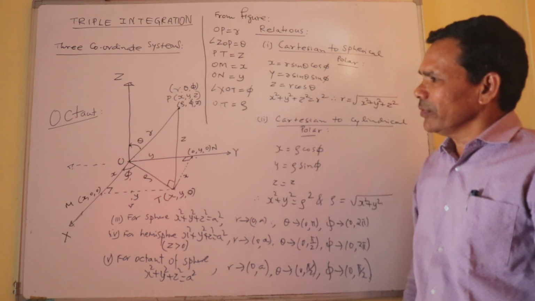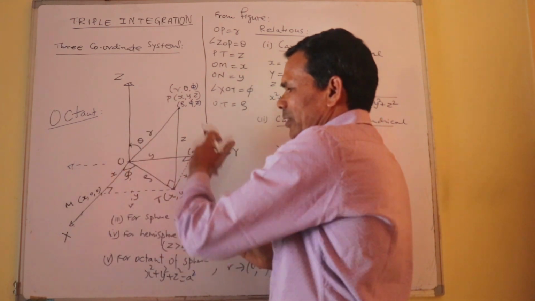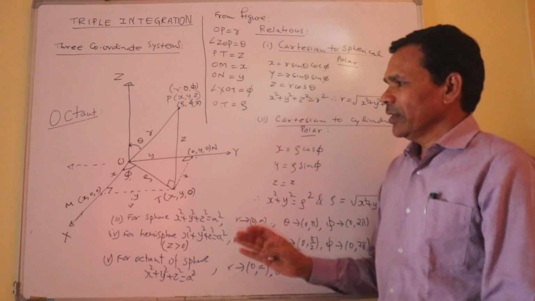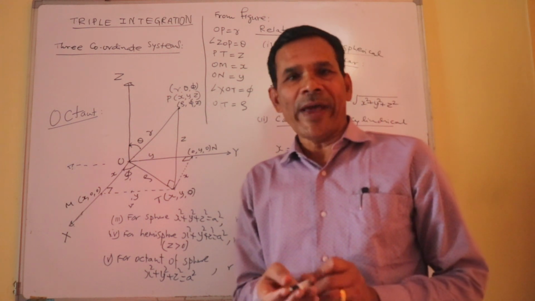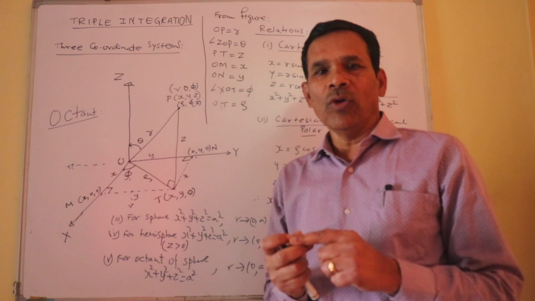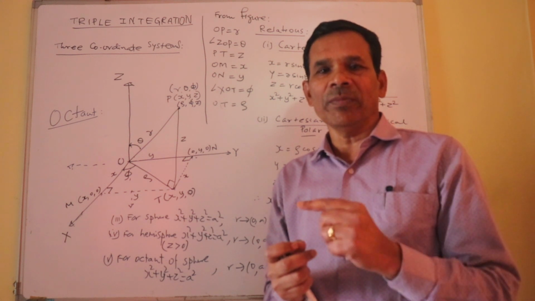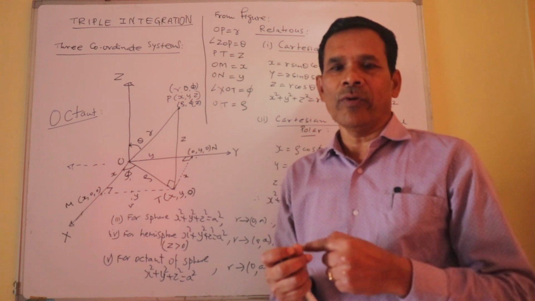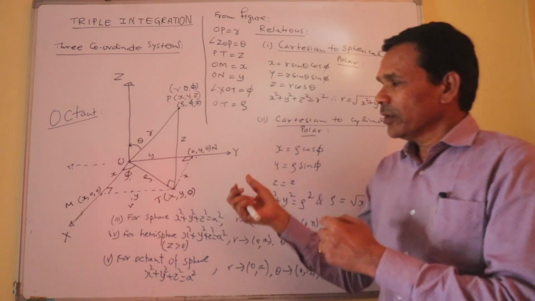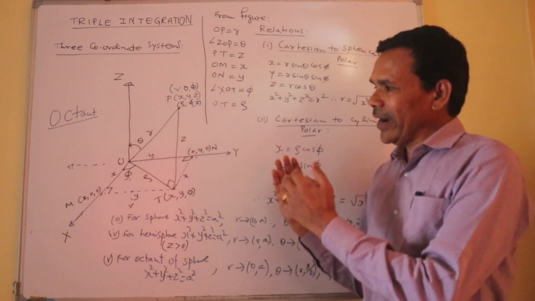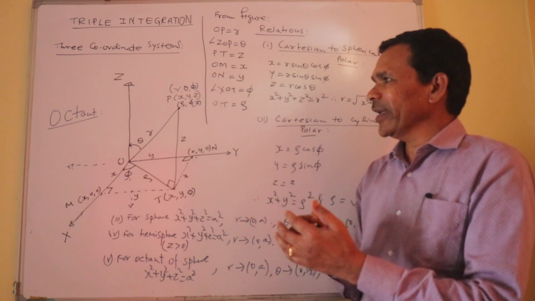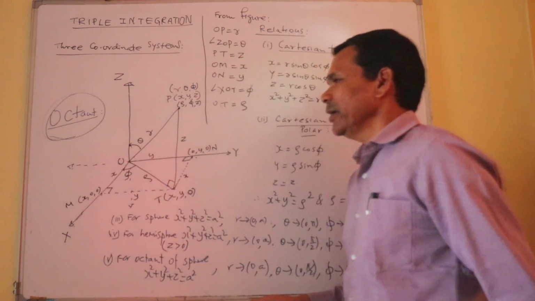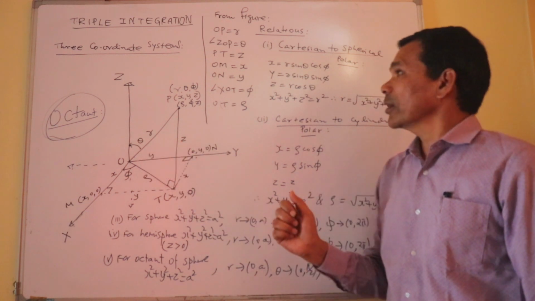Now we shall see. If you observe the Cartesian coordinates in two dimensions, they divide the whole plane into four equal parts. Each of the parts is called a quadrant: first quadrant, second quadrant, third quadrant, and fourth quadrant. Now in the three-dimensional coordinate system, it divides the whole space into 8 equal parts, and each of the parts is called an octant.